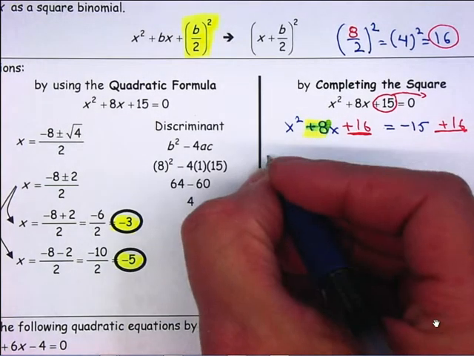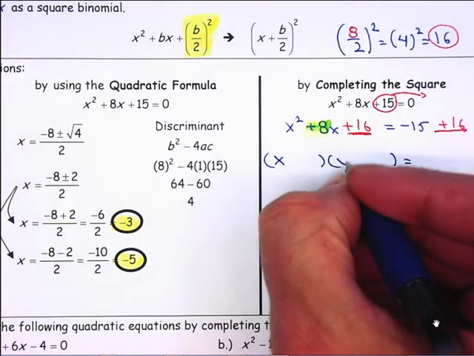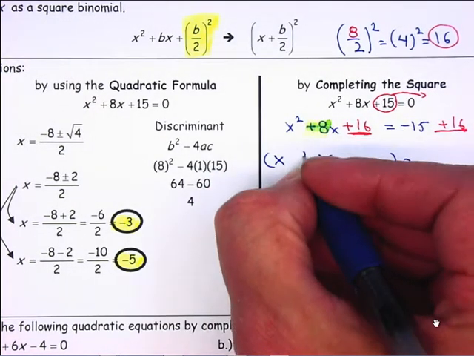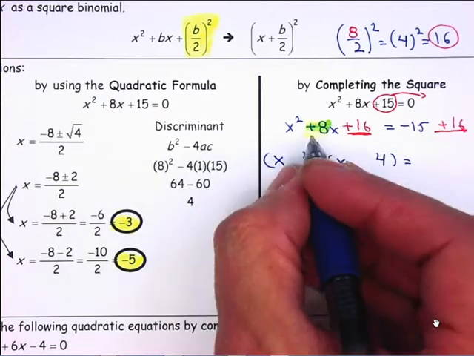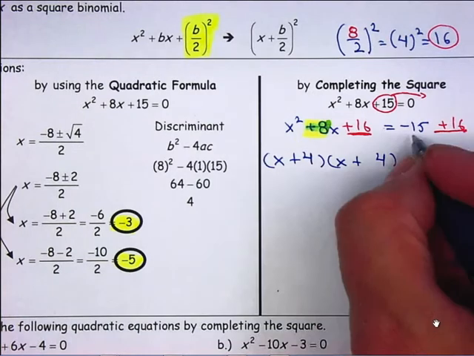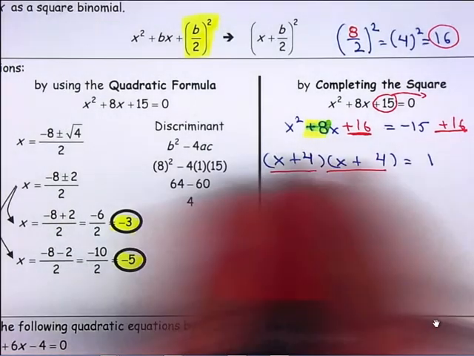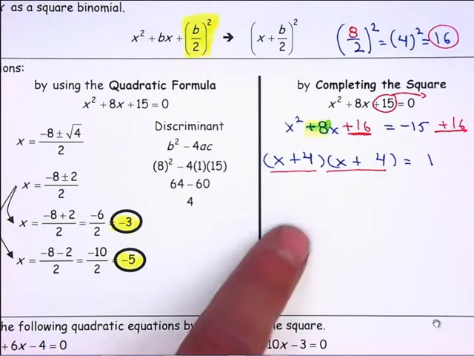I'm going to factor this out. Double parentheses. Factors of x squared will be x and x. Factors of 16 will be 4 and 4. And I need them to add up to a positive 8, so they both should be positive. And that will be equal to negative 15 plus 16, which is 1. Now, if you notice, they're both exactly the same. And that always will be the case in this type of problem.